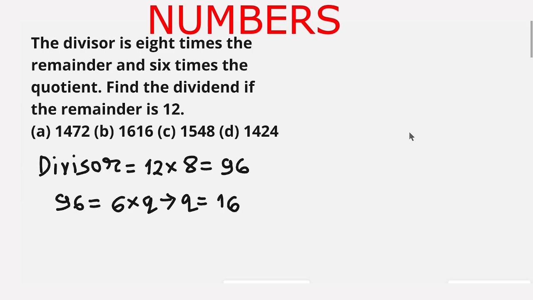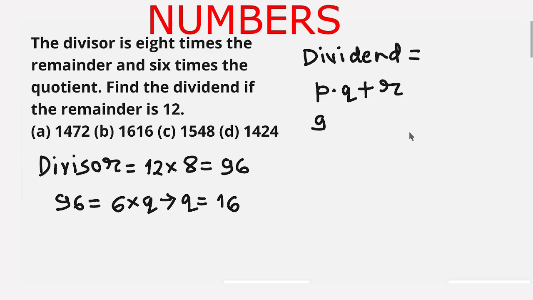Now we have got quotient, we have got divisor, we have got remainder. We can easily find the dividend, and dividend equals P into Q plus R. P is divisor, Q is quotient and R is remainder. This is 96 multiplied by 16 plus remainder is 12.